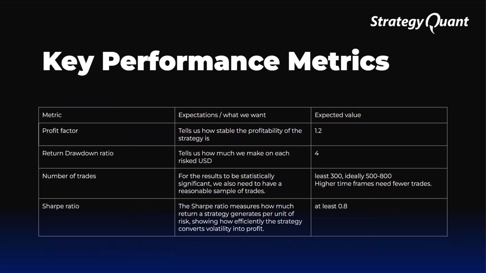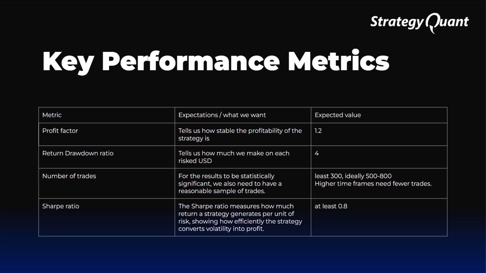To know that a strategy is really worthwhile, we need to look at several key metrics. These tell us how stable, safe, and long-term usable the strategy really is. The basis is the profit factor. This shows us how profitable the strategy is compared to losses. The second important metric is the return drawdown ratio. This one tells us how much profit we can generate per unit of risk.